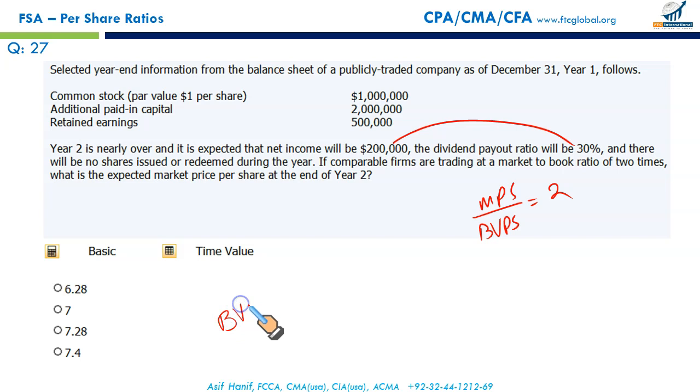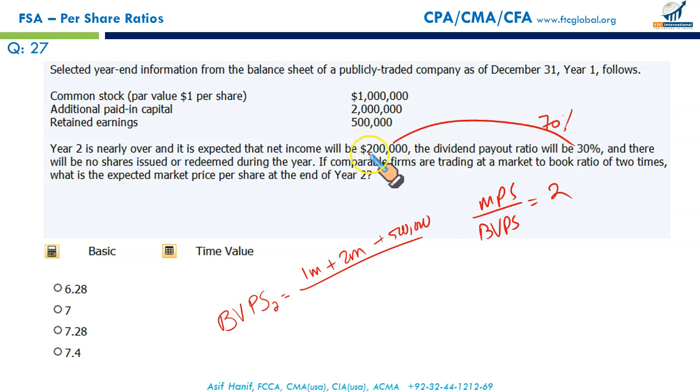Book value per share for year 2 specifically is the equity, which is 1 million for common stock, 2 million for additional contributed capital or additional paid-in capital, called the share premium in our part of the world, plus 500,000 of retained earnings. Do not forget we have earned $200,000 net income for the current year, year 2, and 30% of it will be paid as a dividend, which means the remaining amount would be 70% of 200,000.